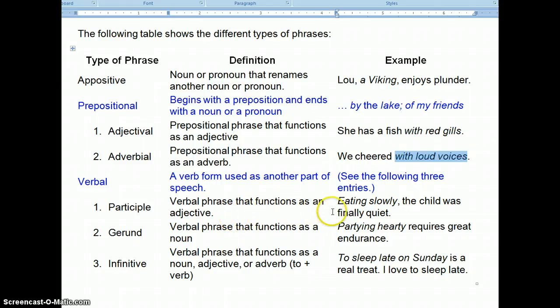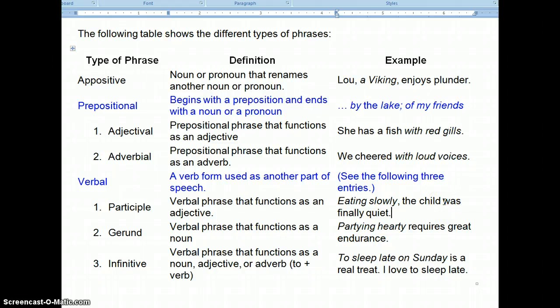Okay, let's look at the example. Eating slowly. That is the participial phrase. Okay, most of the time when we see the word eating, we think that is the action. But let's look at this in the sentence. Eating slowly is not the verb in the main part of the sentence. Do you see what the verb is?